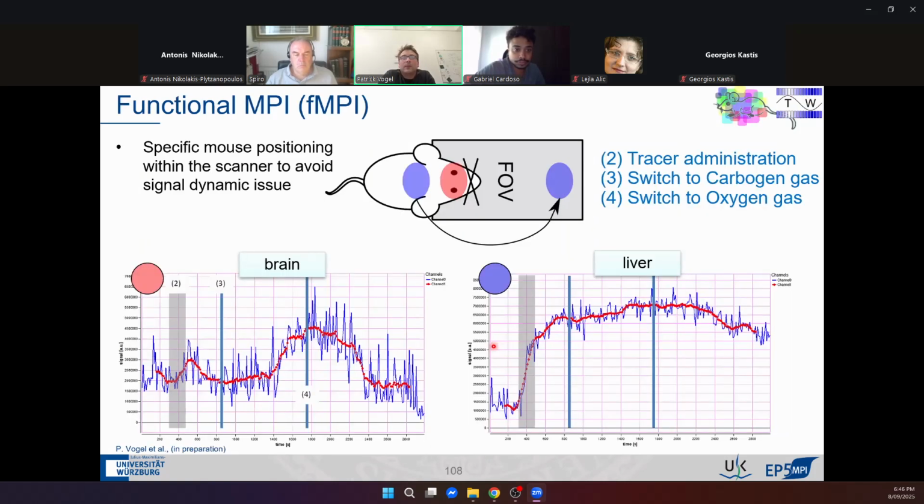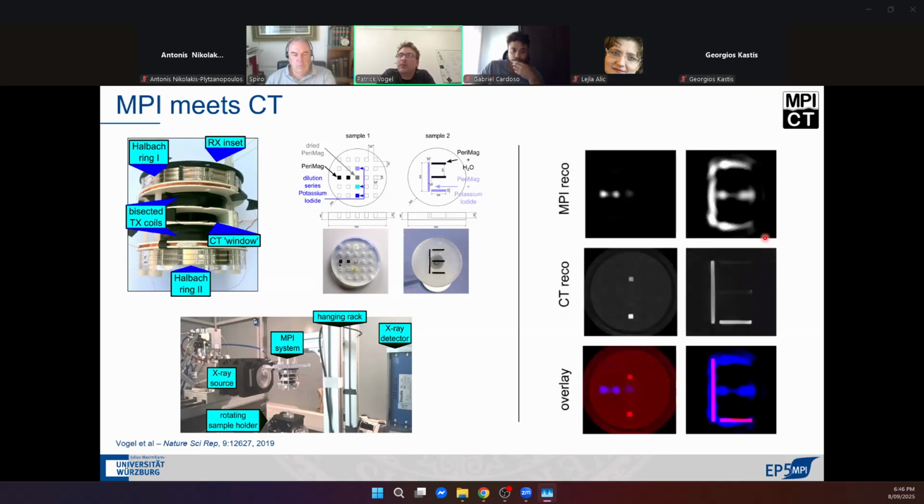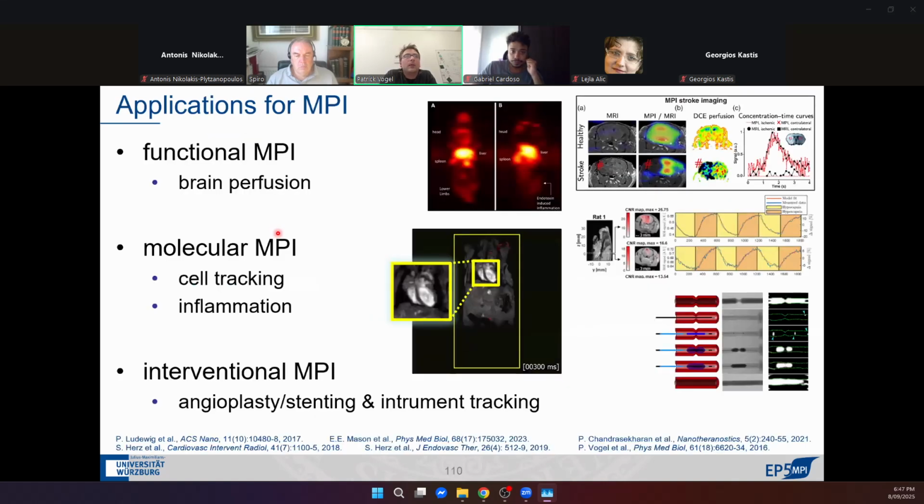We also tried functional MPI more than 10 years ago with the carbon oxygen switching, and you can see it also works quite well. Then we tested MPI in combination with CT for the first time. We can show that it's possible to use both imaging modalities simultaneously, which is quite interesting. We built a specific scanner for that with a CT window. You will see the CT window later on. That was the first trial just to check if this is possible. So you can do different applications with MPI.